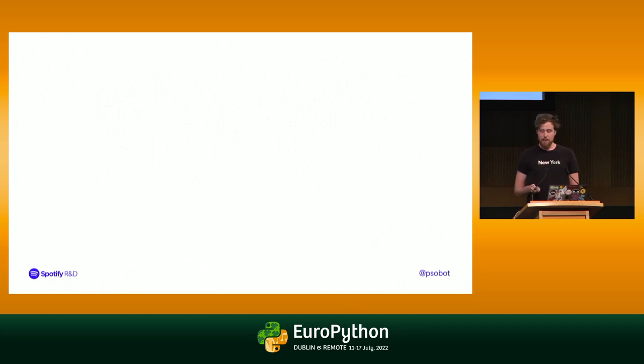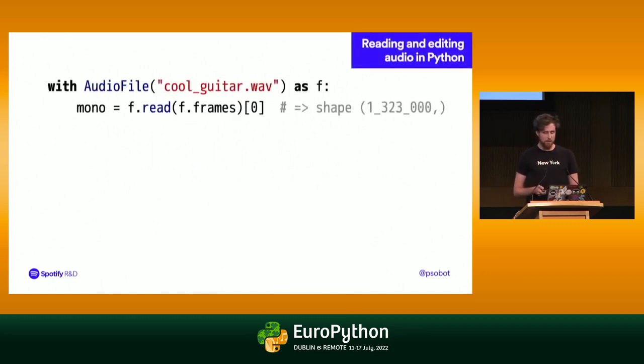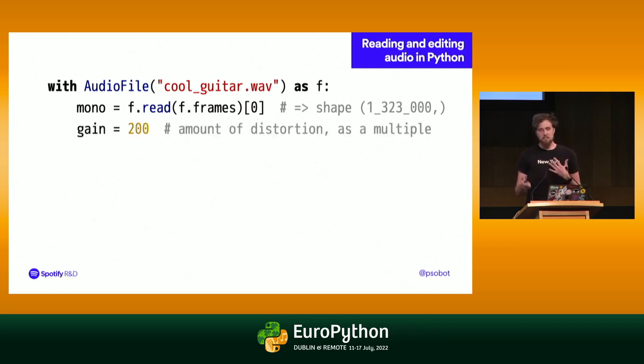So let's get rid of that, and now let's load up a new file. Let's load up something here called coolguitar.wav, which is a cool little guitar sample. Again, let's read in the audio file with f.read. We'll read all the frames in the file and just take the first channel. Then let's make this guitar sound a little more extreme. Let's add some distortion to it.